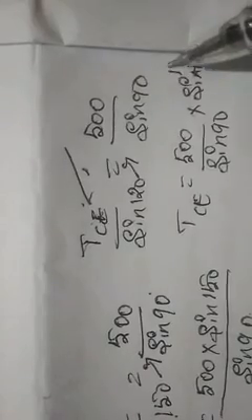Same way, you have taken this one and this one; now you take TCE and this one. So TCE divided by sine 120 is equal to 500 divided by sine 90. You need to determine TCE, so keep TCE as it is and send the other to the right-hand side. So TCE is equal to 500 divided by sine 90 into sine 120. Finally TCE you will get around 433.1 Newton.